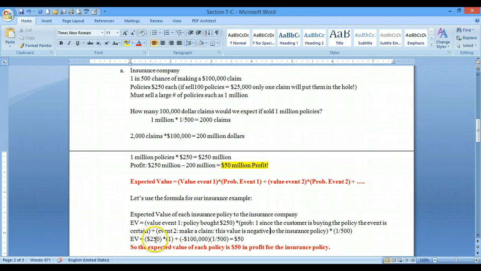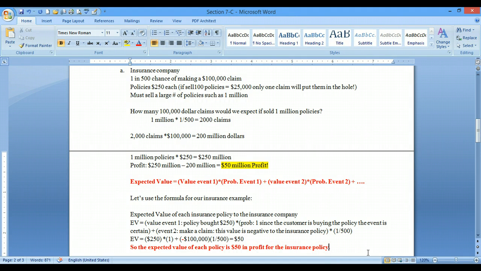So let's calculate it out. $250 towards me as the insurance company times 1, it's a sure event because they buy the policy. Now the claim would be money away from me of $100,000, and the probability of that occurring is 1 out of 500. Plug that in your calculator or Excel, and you end up getting $50.